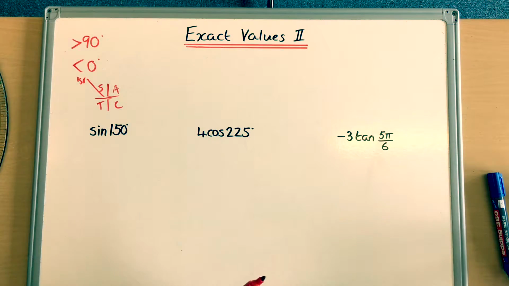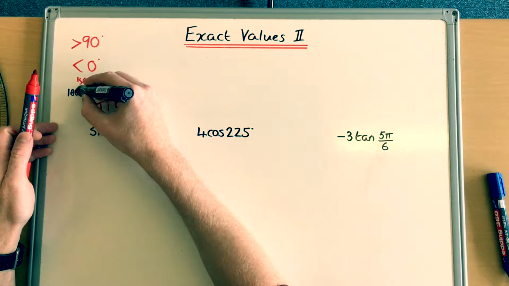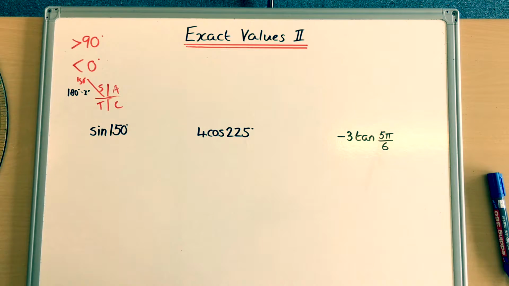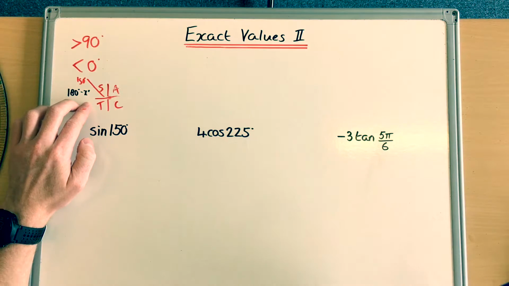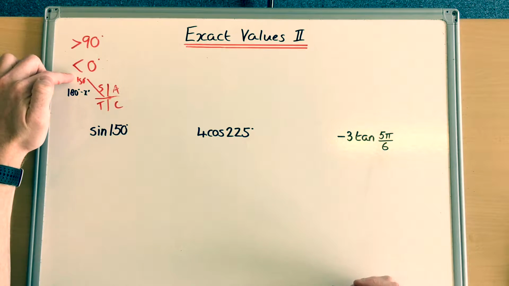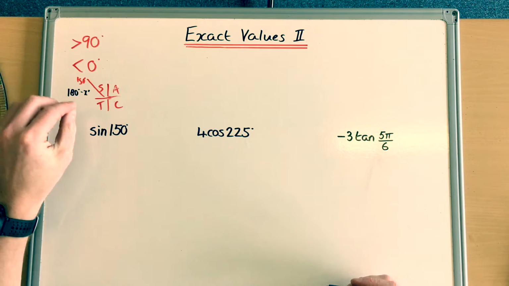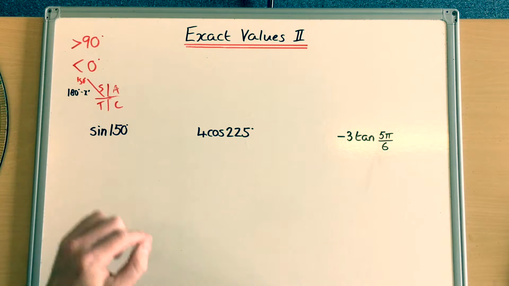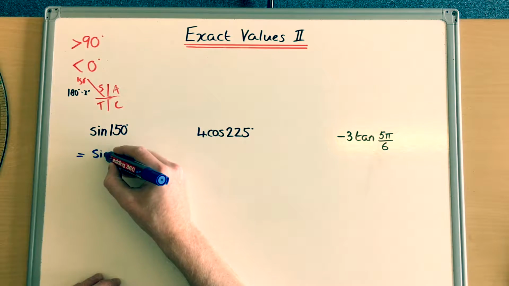Now, next thing I need to think of is what is the instruction in this quadrant? Well, it's 180 take away x is the instruction that you get for this quadrant. So what I want to do now is equate these two things. 180 take away x, what if I wanted that to be 150? What would I need x to be to get that to 150? So I would approach this as a mental process. I would need to take away 30. So there we go. Sine 150 is sine 30.